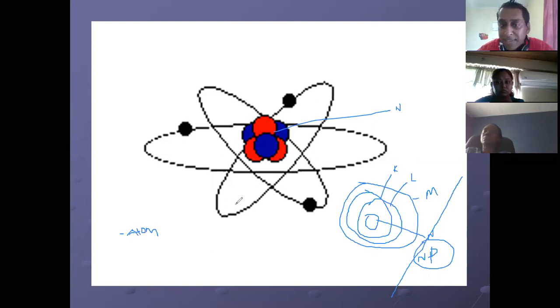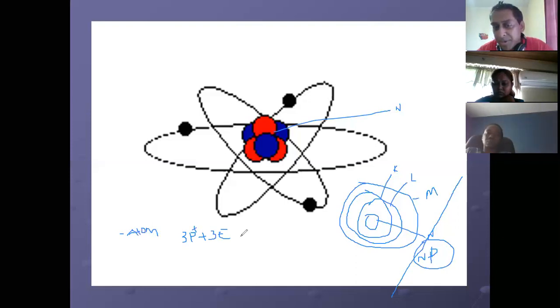And if it's 3 of everything, it means it's exactly balanced. Why is it balanced? Because you have 3 protons and 3 electrons. Electrons are negatively charged, protons are positively charged, and when you put the 3 protons with the 3 electrons, they balance off to give you what is called a stable atom. So the overall charge is 0.